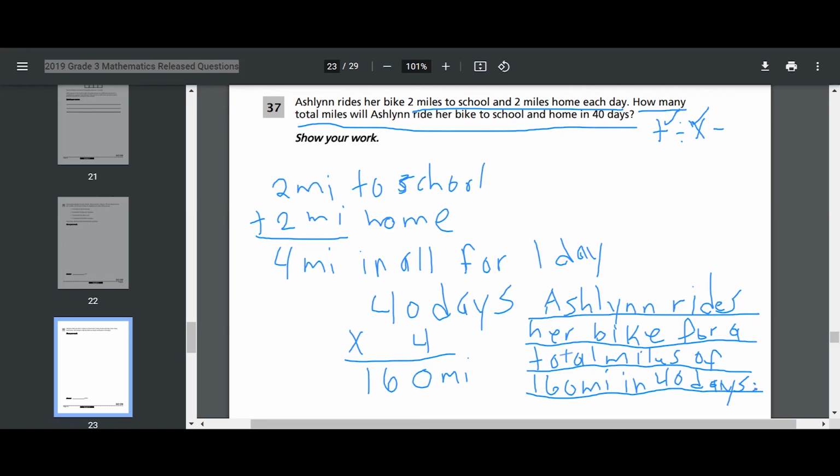We showed our work and we closed it off by including the unit, which is miles, and finishing using complete sentences. Now we're going to clear our board with all of this drawing and continue down to the next question.